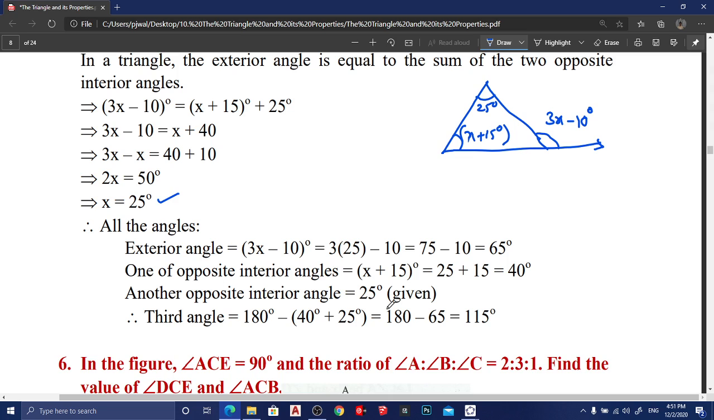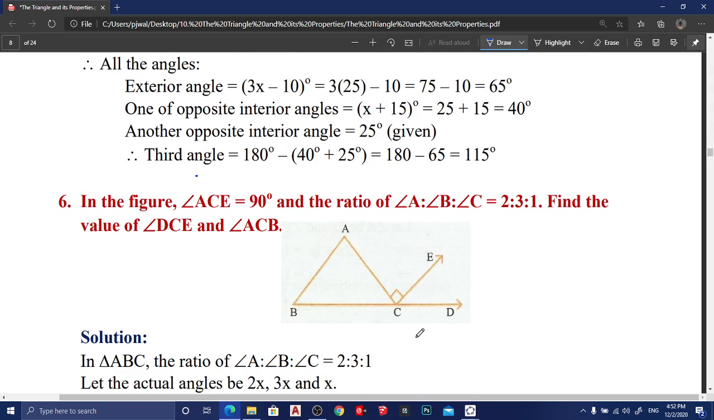Another opposite interior angle, 25 degrees, is given. The third angle is equal to 180 minus (40 plus 25). This angle, this one, is 115 degrees. Okay, 115 degrees.